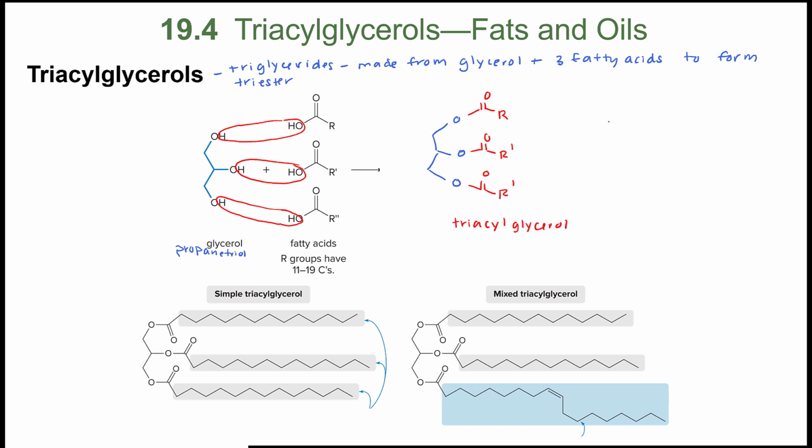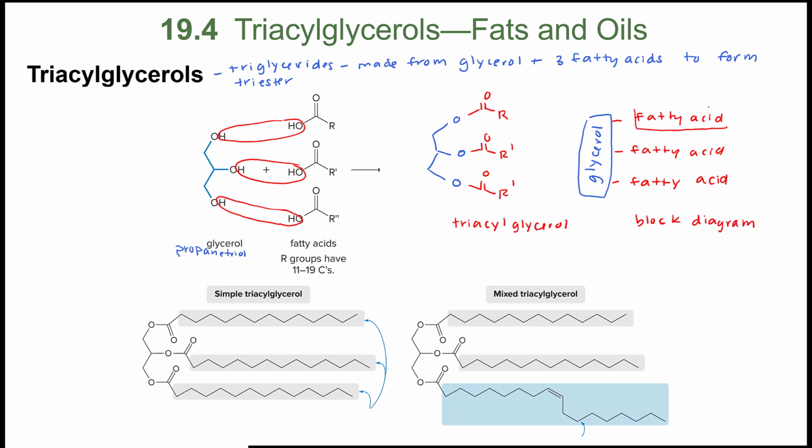And sometimes they use a box to kind of draw things out so you can see what these are made of. So this is glycerol, and that's bonded to fatty acids. So this is what they call a block diagram. So you can have simple triacylglycerols where all of the R groups are the same, or you can have a mixed one where one of the carbon chains is unsaturated.